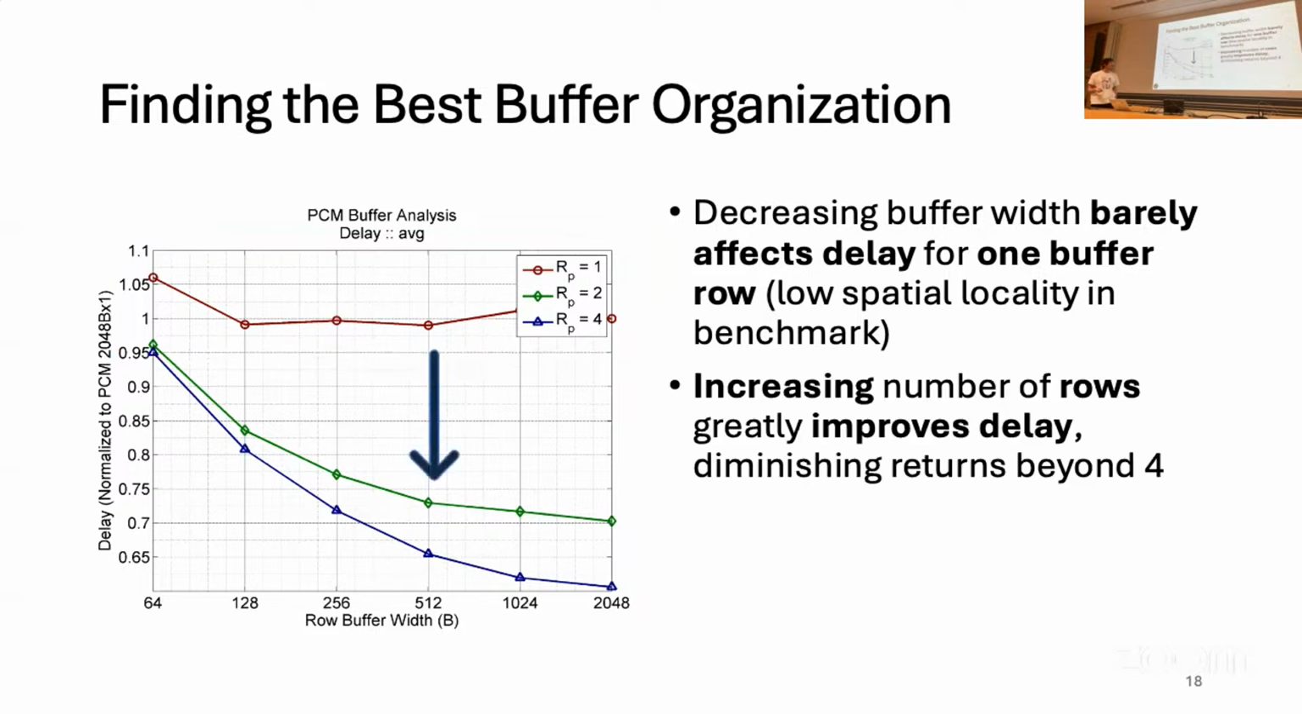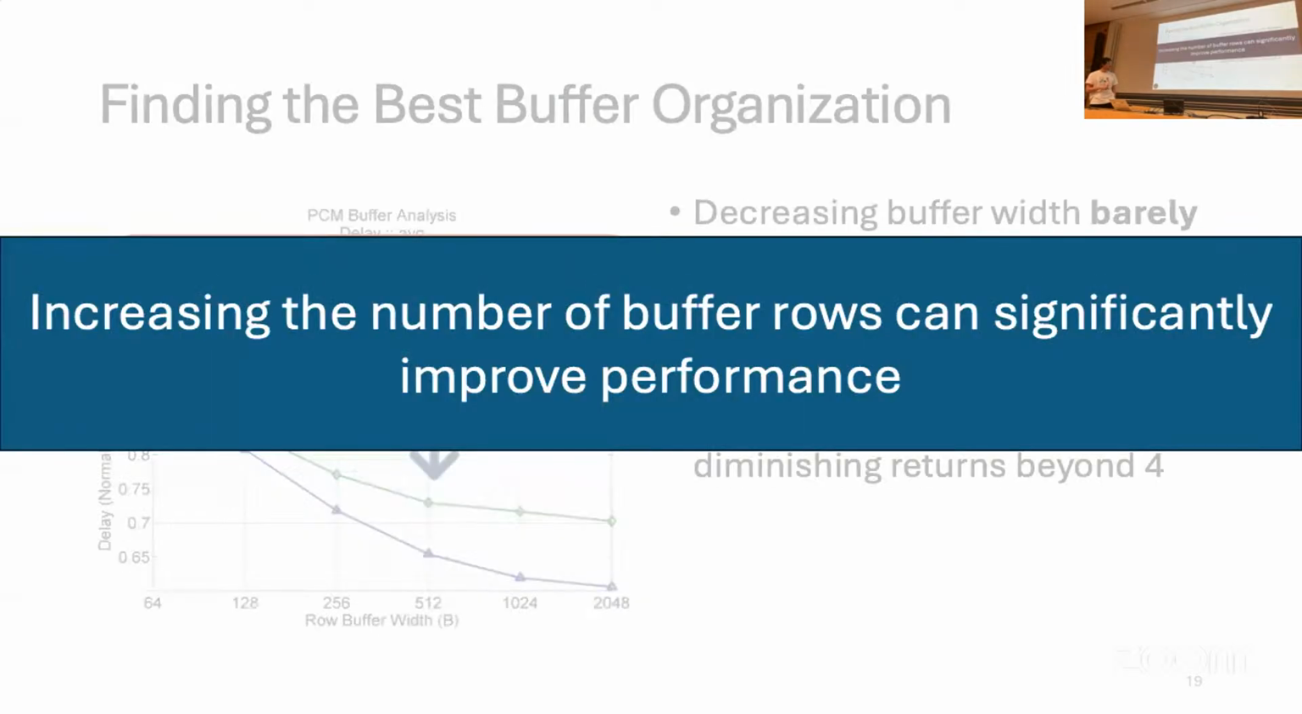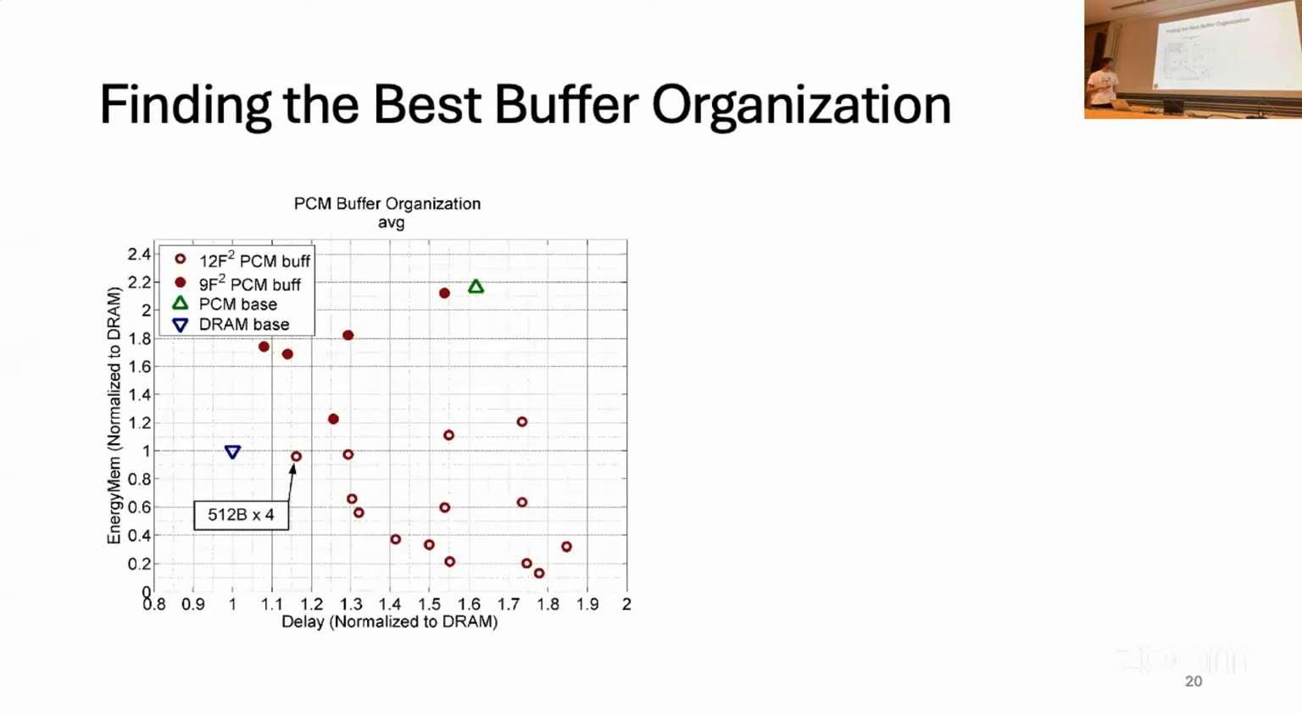And we can also see that as we increase the number of rows going from red to green to blue, we greatly improve the delay, but we also get diminishing returns beyond 4 rows. So that's why it's only until 4 rows in this plot. And the key takeaway from this evaluation is that increasing the number of rows in the buffer can actually significantly improve performance, right? So what is the exact configuration that performs the best?